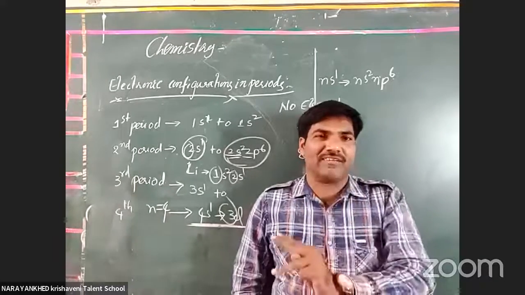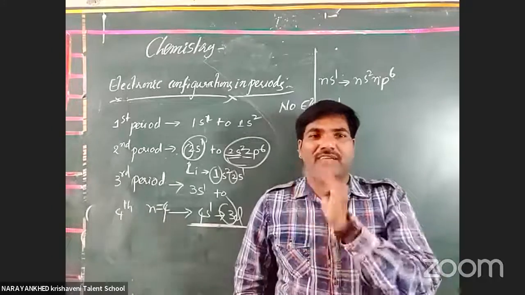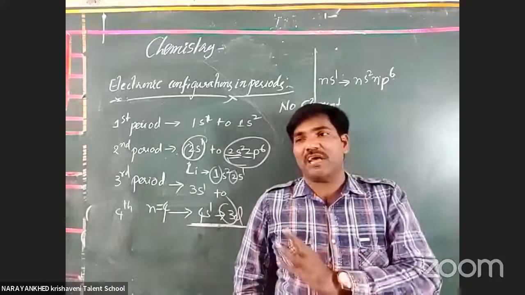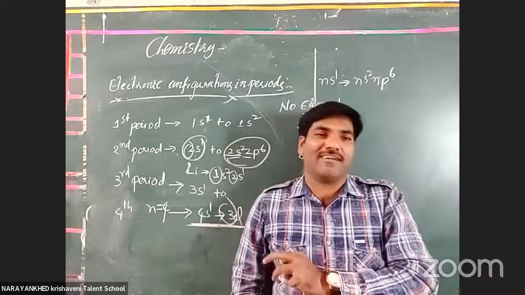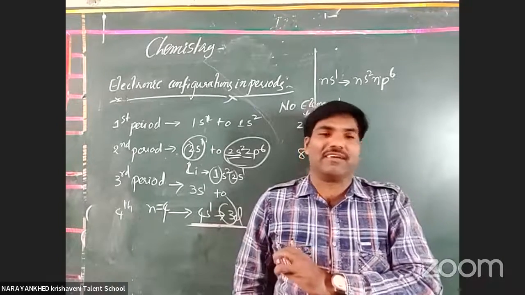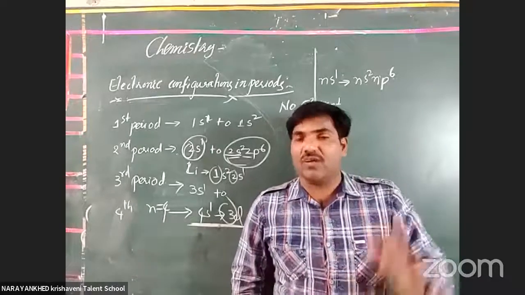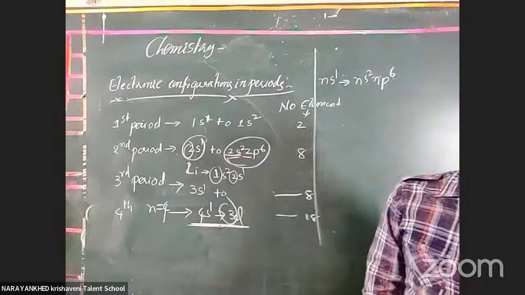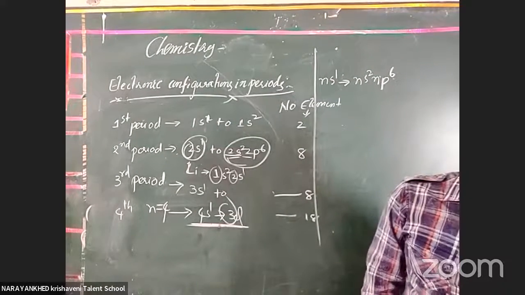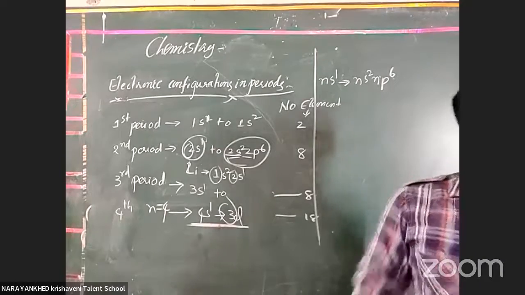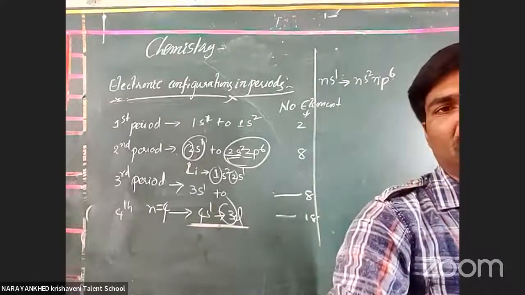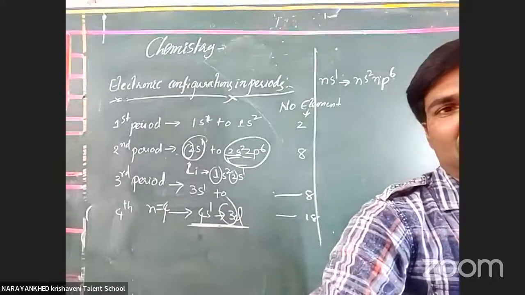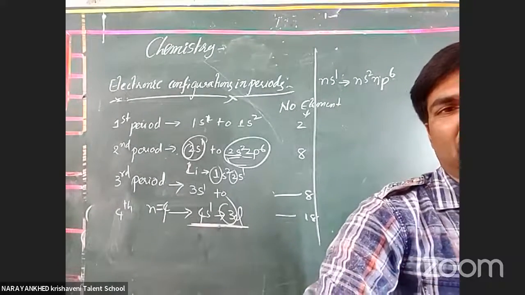Third period, argon is the last element. Fourth period, krypton is the last element. Fifth period, xenon is the last element. Sixth period, the last element is radon. These are called inert gases. You should know the names of the inert gases, and the first elements of every period are also compulsory for you. Yesterday we already discussed it. The first and last element names are very important for you.